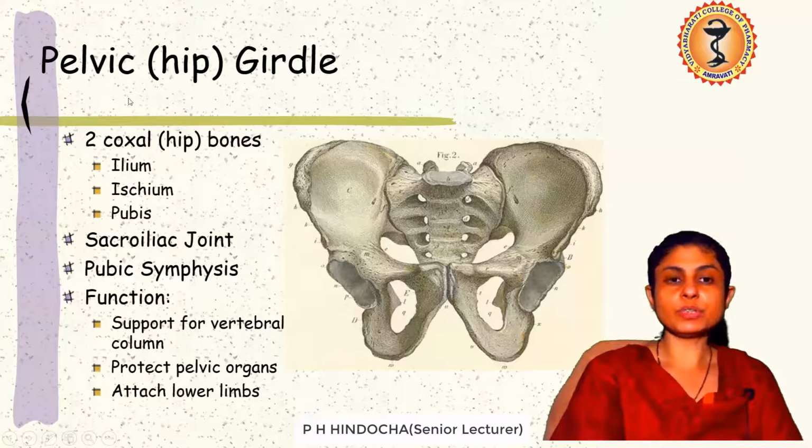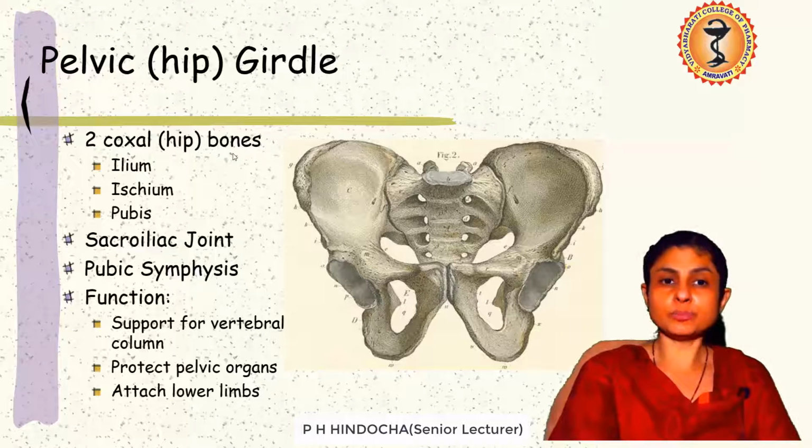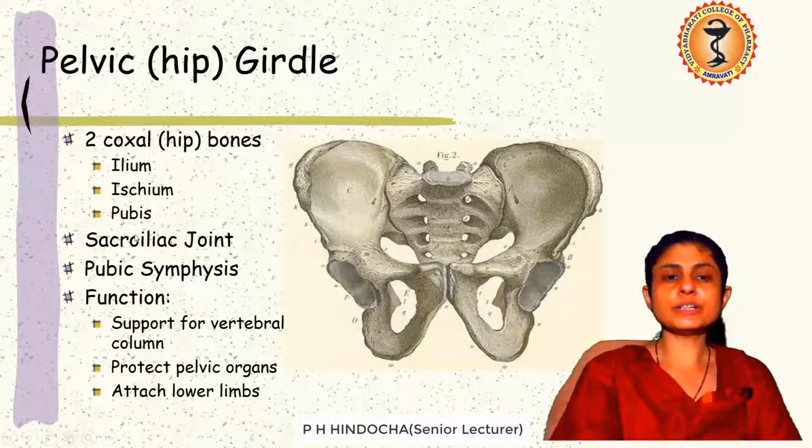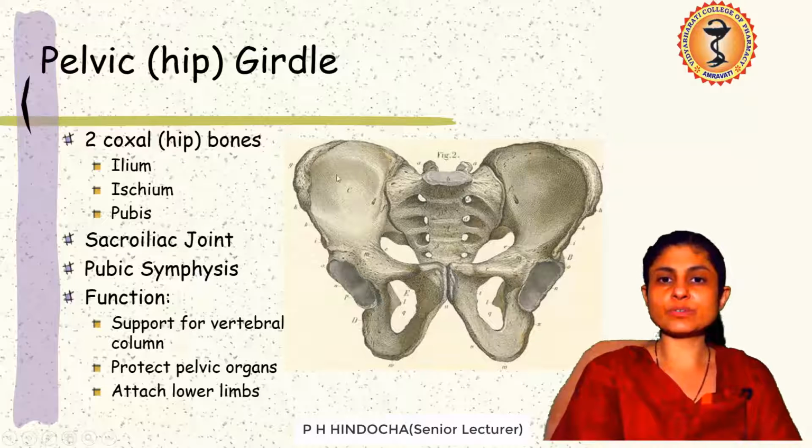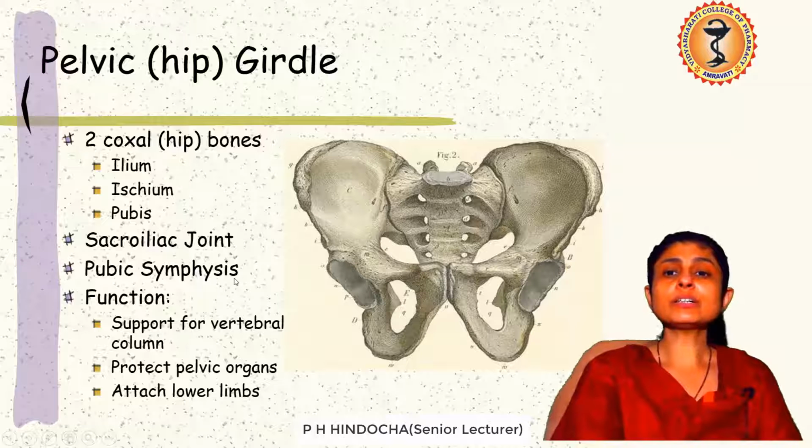What bones constitute the pelvic girdle? Two coxal, that is hip bones. We can also call them innominate bones. Each bone is divided into three major parts: ilium, which is the uppermost part, ischium, which is the central part, and pubis, which is the lowest part. So two hip bones will comprise ilium, ischium, and the lower part, which is called pubis.